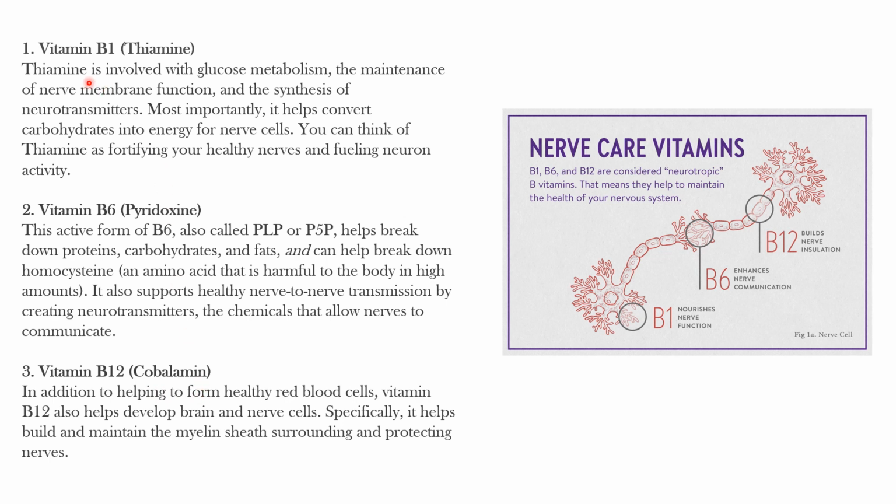Now see, thiamine. Thiamine is involved with glucose metabolism. This is very important. Thiamine is involved in glucose metabolism and maintains nerve membrane function and the synthesis of neurotransmitters. What is a neurotransmitter?